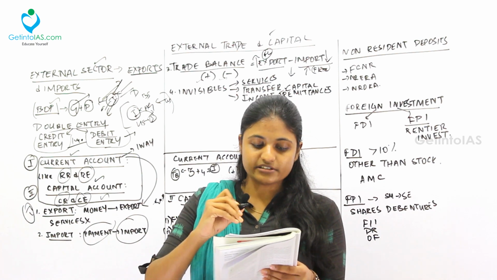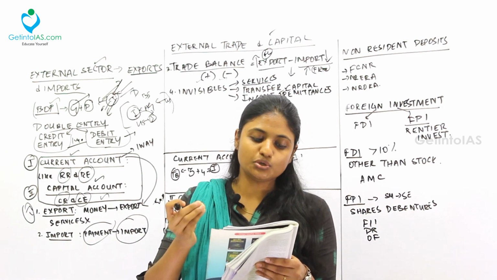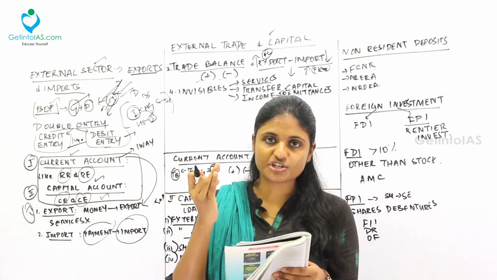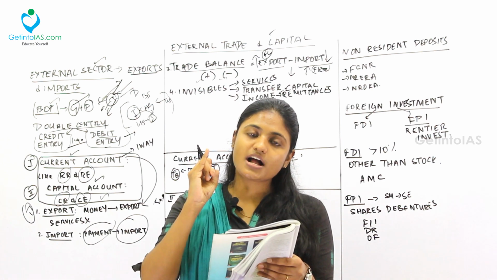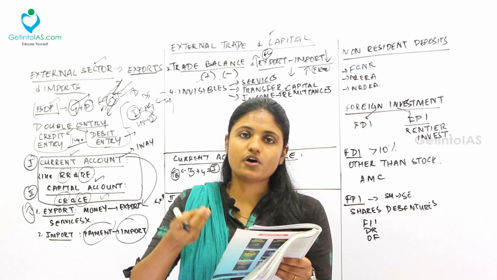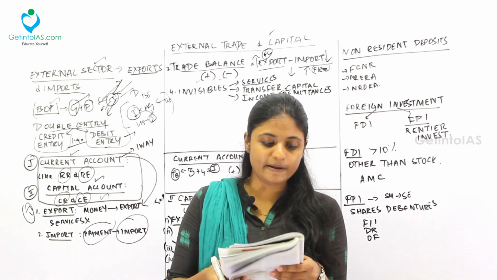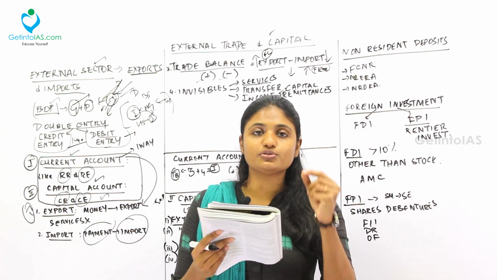Export and import of services is accounted under this head called services. Services include travel, transportation, insurance and miscellaneous services, which encompasses communication service, construction service, financial service, software service and so on and so forth. All these are accounted under which heading? Services heading.